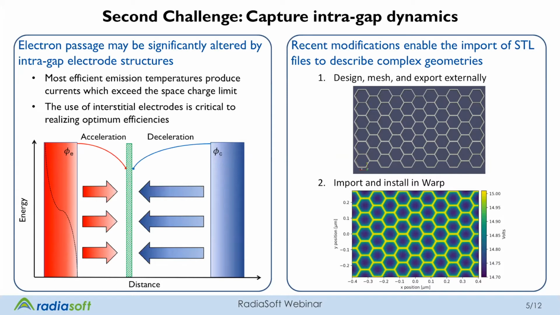And oftentimes these days, very complex laser cut gates are used for achieving the best performance. And so one of the features that we're highlighting in the warp code here is the ability to import STL files to describe such complex geometries. I'm showing as an example a honeycomb-like mesh structure, which could be used as an interstitial electrode. This mesh structure could be designed and exported from an external code, and then imported and installed in warp, where the representation of the fields and potentials that are driven by this gate structure can be accurately represented.